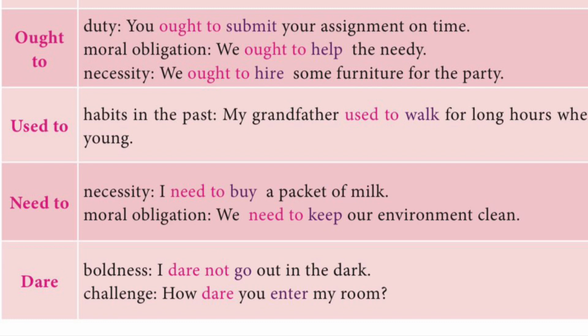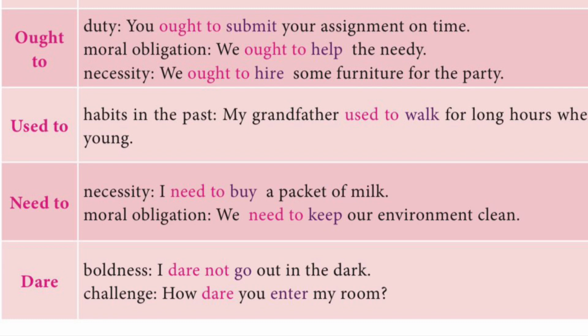And the other one, need to. Again, need means necessity. So obviously, when there is a necessity, we use the modal auxiliary need to. And for moral obligations, we can use ought to or need to. Look at the example. I need to buy a packet of milk, because that's a need. Moral obligation: we need to keep our environment clean. Or we can say we ought to keep our environment clean as well. It's not wrong.